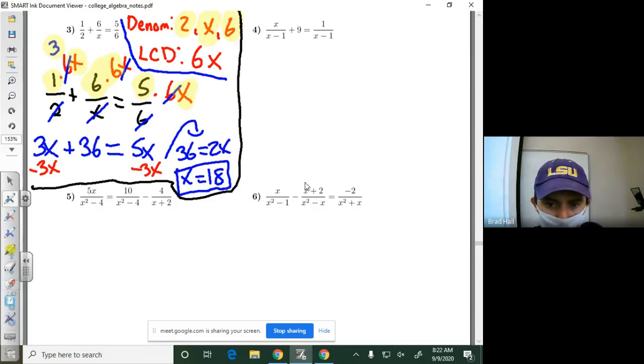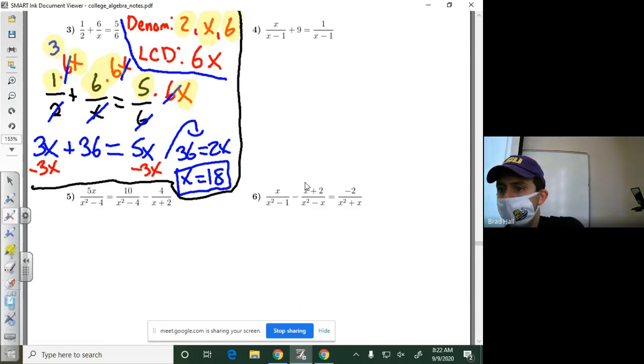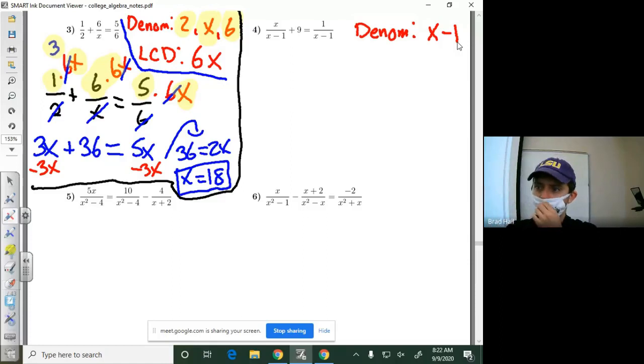So let's look at problem 4. You might notice there's only one denominator for problem 4. x minus 1 is the only denominator. That is one concrete denominator. It's not x and then minus 1. It's just x minus 1.